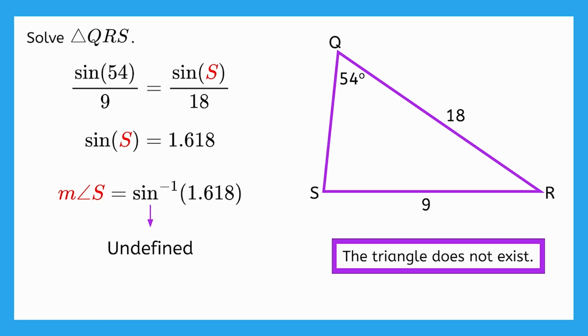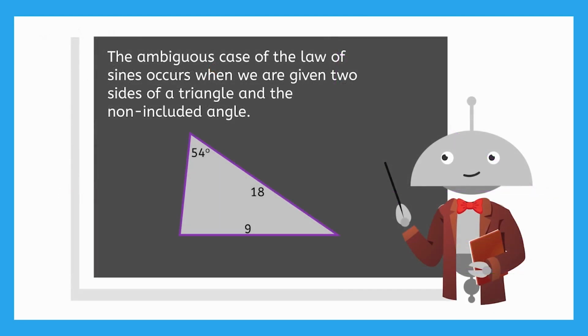You have now seen all three possible outcomes of the ambiguous case of the law of sines. The ambiguous case of the law of sines occurs when we are given two sides of a triangle and the non-included angle. This may result in 0, 1, or 2 triangles, as we've shown in the previous 3 examples.